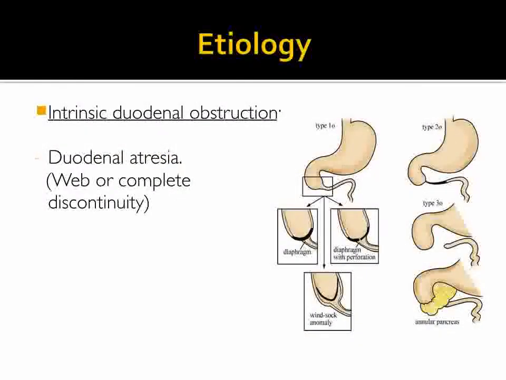First, what are the causes of duodenal obstruction? Duodenal obstruction may be from inside the duodenum or from outside the duodenum. From inside the duodenum is the atresia or web, as we explained before. Atresia means loss of continuity of the intestine. Web means a membrane or diaphragm obstructing the wall of the intestine. So the intrinsic obstruction means duodenal atresia or a web.